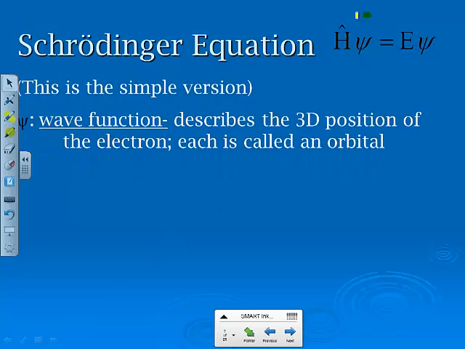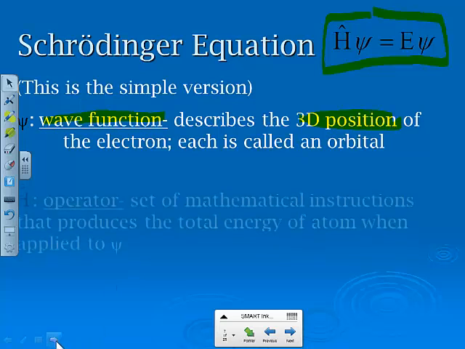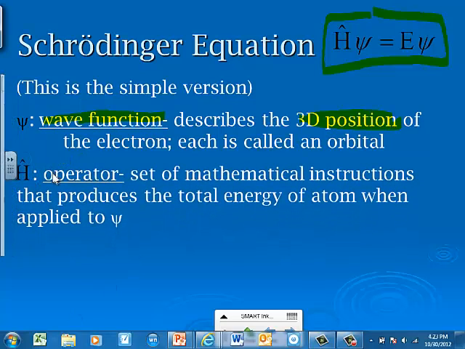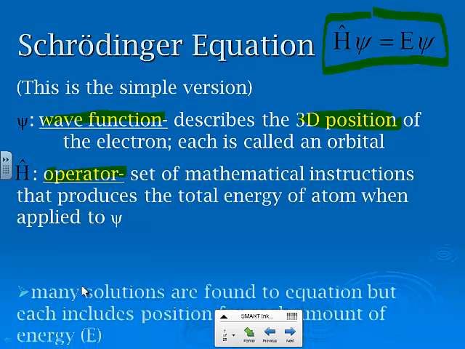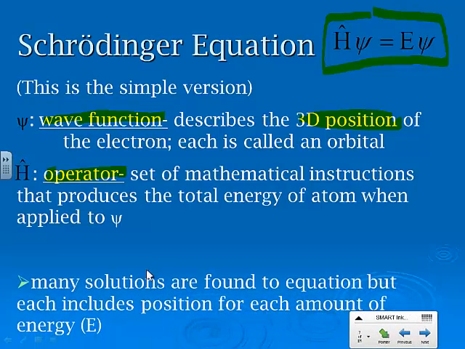Now the Schrodinger equation, here's the ugly version that I didn't even show you last year. This little pickaxe thing is what's called a wave function, and that's where we get this whole 3D position. I'm not going to ask you to do any math, I just show it to you so that you have an understanding and that you've seen it. What's called the operator is a set of mathematical instructions that produces the total energy. Again, you don't have to know the why, I'm just showing it to you so that you've seen it. Many solutions are found to the equation, but each includes a position for each amount of energy. And again, it's this whole idea that there's only certain numbers that solve it that is really the big take-home message in this scenario.